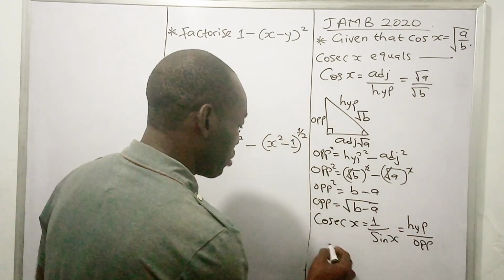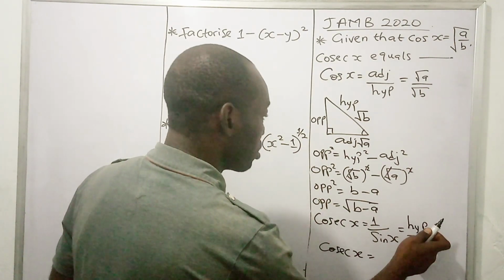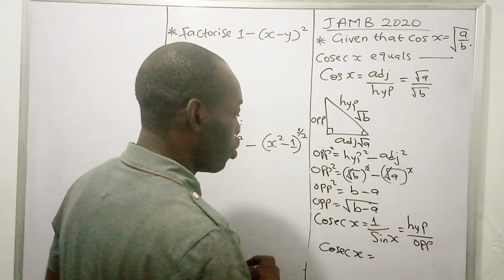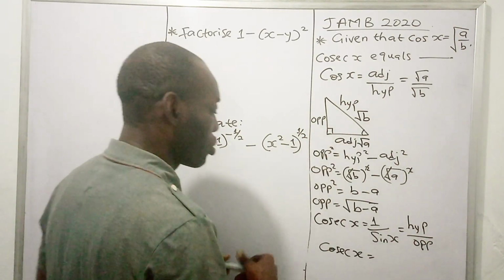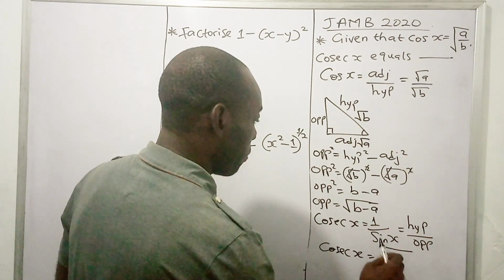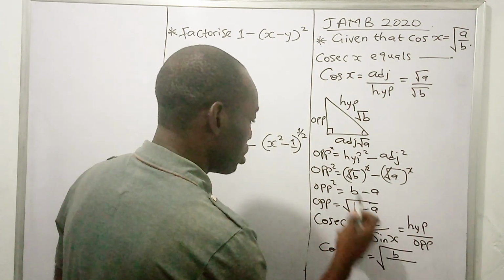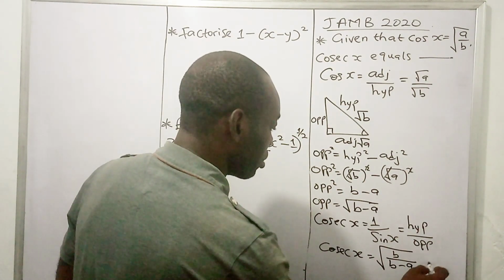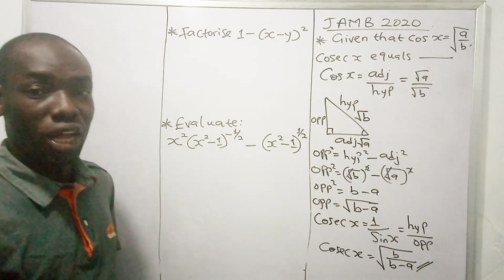And if that's the case, then cosec S equals the hypotenuse, which again is root B, over our opposite, which we got as root of B minus A. Both of them have the square root symbol, so we enclose them in one square root symbol. So that'll be the hypotenuse, B, over the opposite, which is B minus A. And that gives us the solution to that problem.